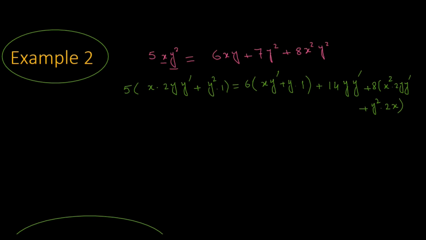Now multiply inside, which is 5 multiplied by 2, which is 10x y y prime, and multiply now with 5y square. Is equal to 6x y prime plus 6y.